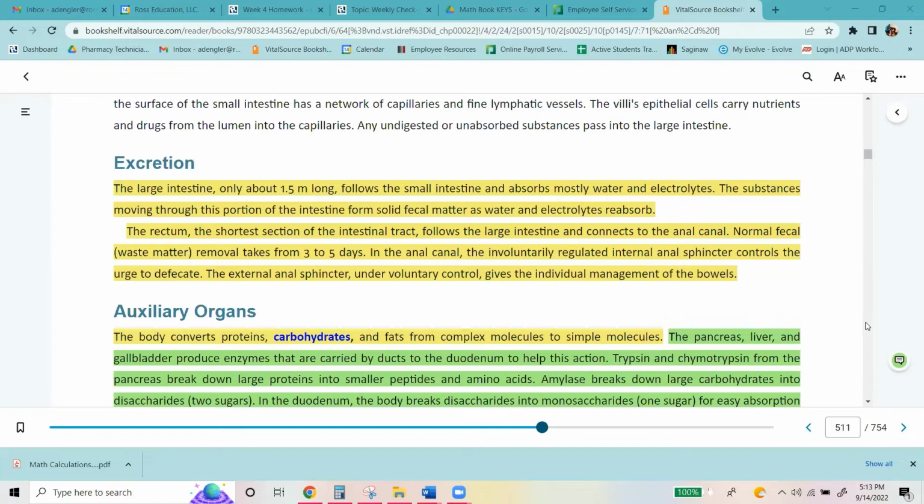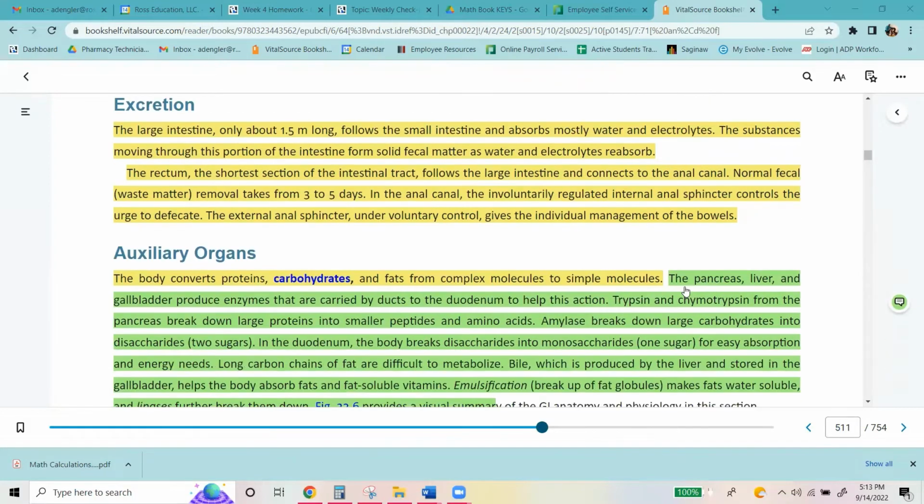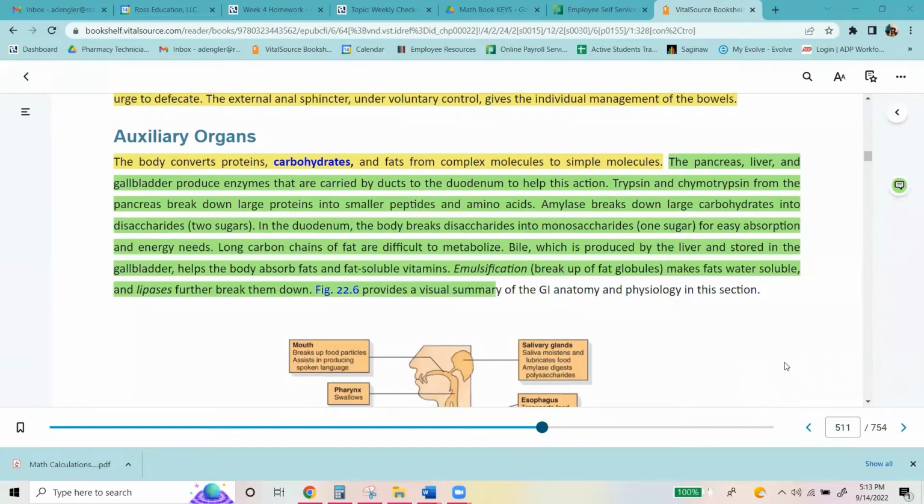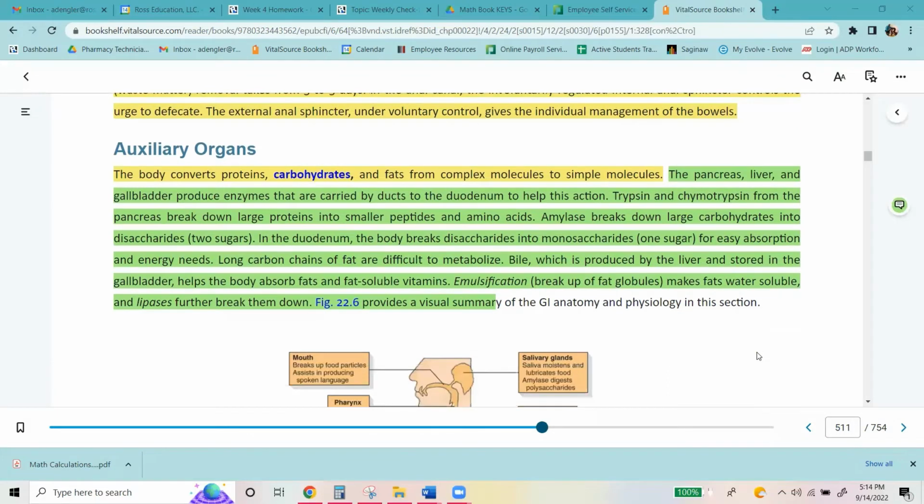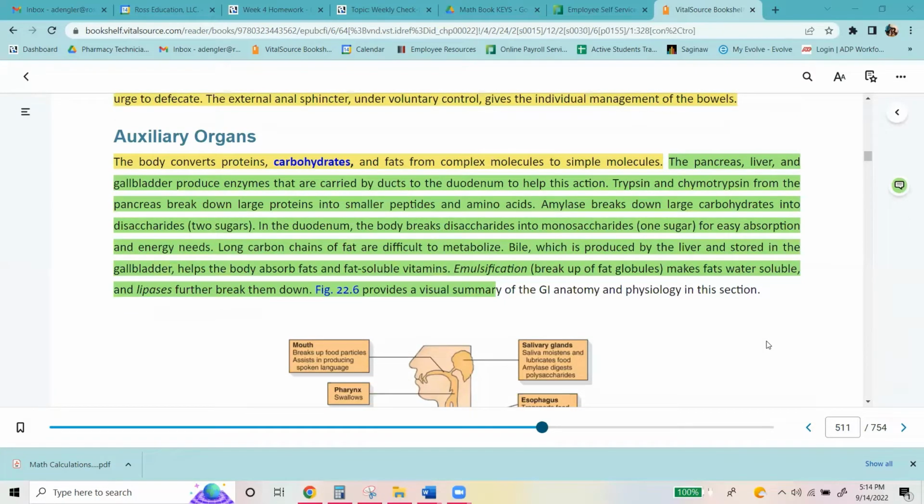In the anal canal, the involuntary regulated internal and anal sphincter controls the urge to defecate. The external anal sphincter, under voluntary control, gives the individual management of the bowel. The body converts proteins, carbohydrates, and fats from complex molecules to simple molecules. The pancreas, liver, and gallbladder produce enzymes that are carried by ducts to the duodenum to help this action.